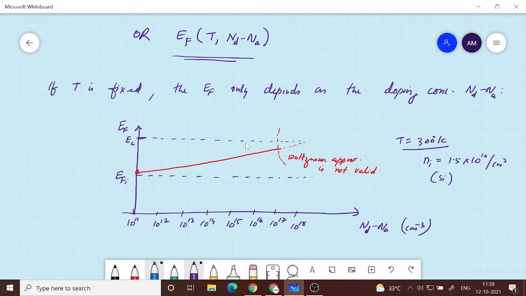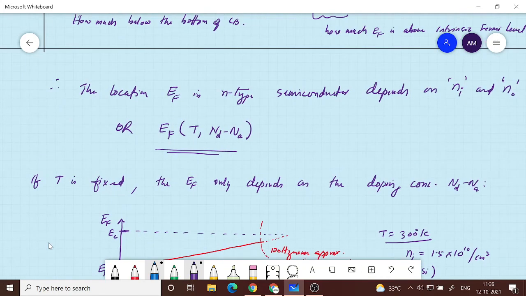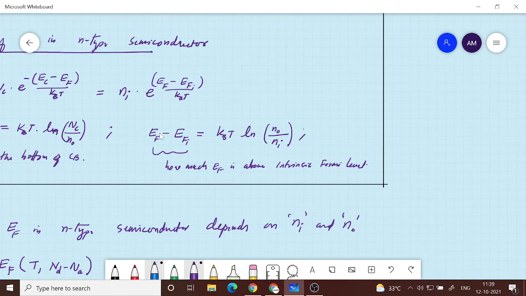So that is the dependency of the Fermi level on doping concentration, because in the extrinsic regime EF goes closer and closer to EC from EFi, the intrinsic Fermi level. That is what this expression is also suggesting: EF minus EFi is going to increase with N0 going above Ni.